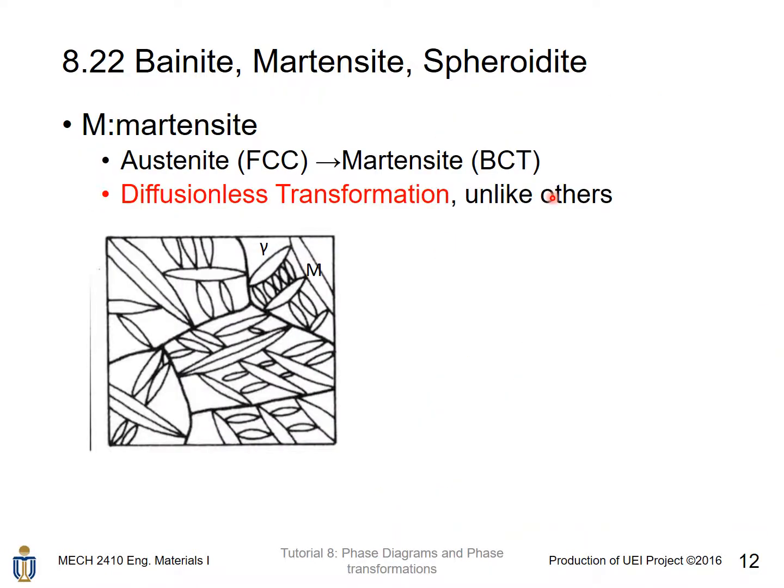Martensite is austenite changed to martensite, from FCC structured austenite to BCT structured martensite. BCT stands for body-centered tetragonal, and it is a diffusionless transformation, unlike other transformations. That's why the transformation rate is really high, and it does require a high cooling rate to form martensite. And here is a picture describing the martensite. Martensite are those grains here, formed in a shape like this within the original austenite, denoted by gamma.